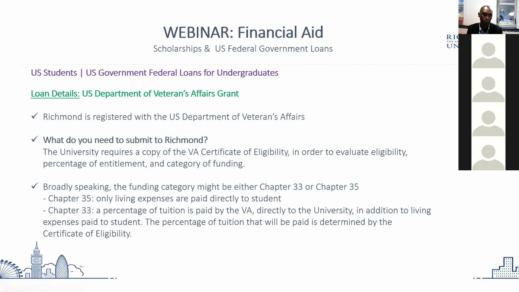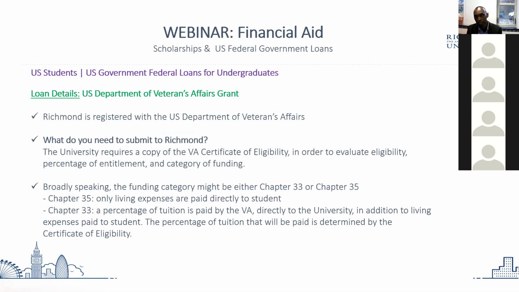And also, if you're going to be receiving the VA scholarship or the GI Bill scholarship that I mentioned at the start of the presentation, you are supposed to also email a copy of this VA Certificate of Eligibility to the US Admissions Office so that they would know that you've been approved for funding, and that will make you eligible to also receive the GI Bill scholarship.